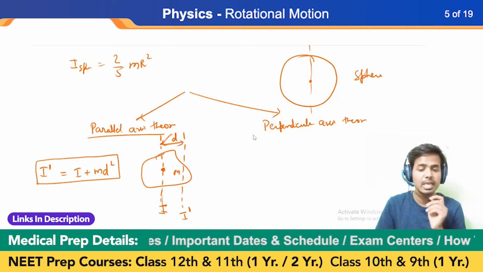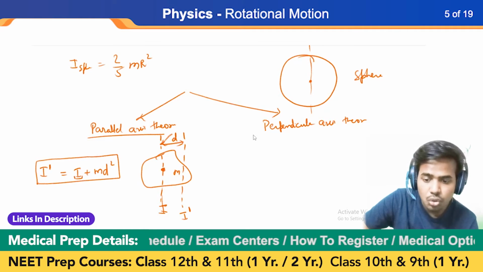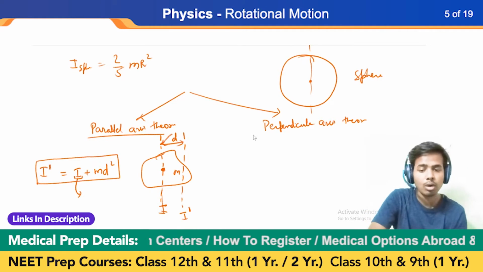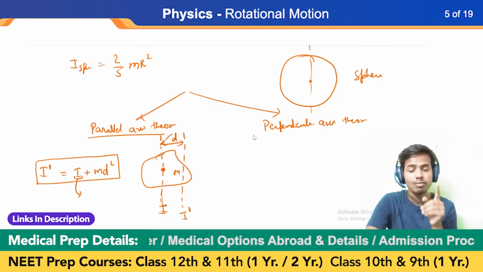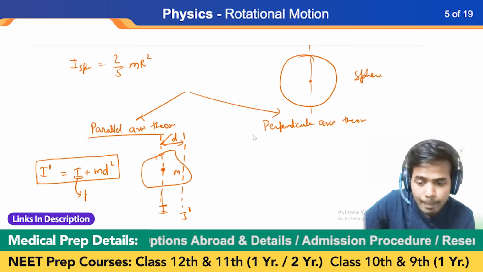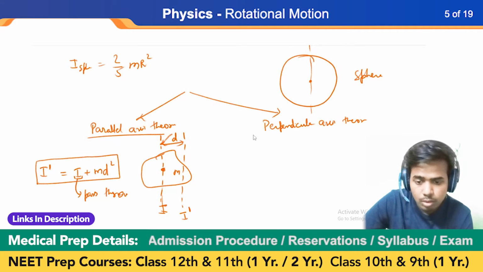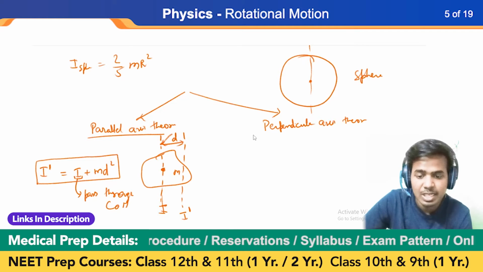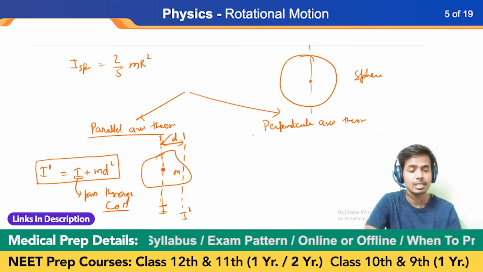This is called the parallel axis theorem. Now, there is this particular restriction that you have to follow: the axis of rotation of the original moment of inertia which we are talking about should pass through the center of mass. It is essential. If it does not pass through the center of mass, you cannot apply the parallel axis theorem.